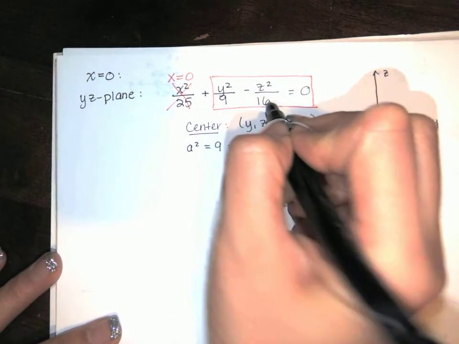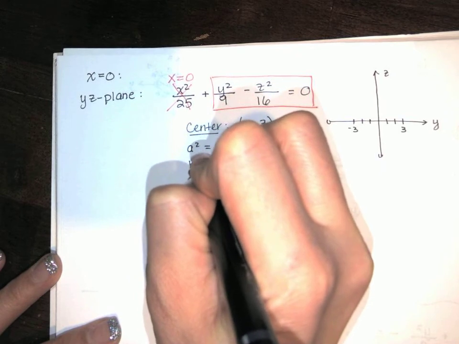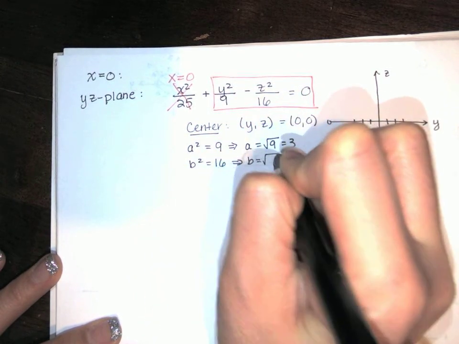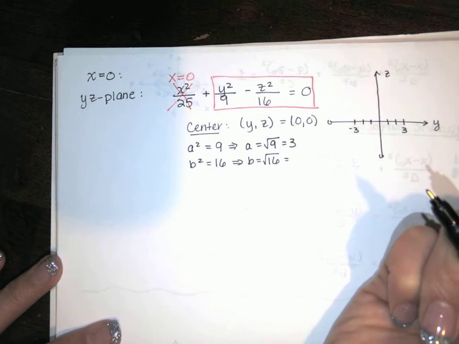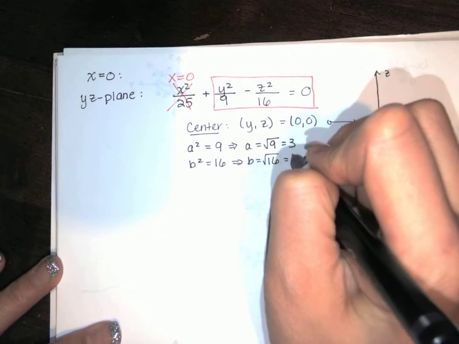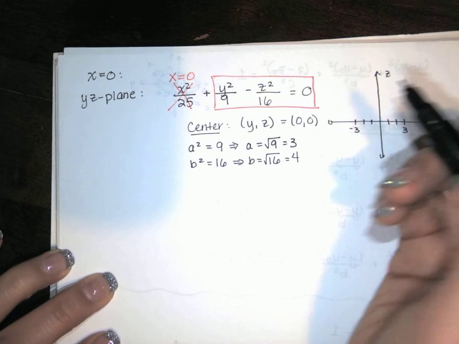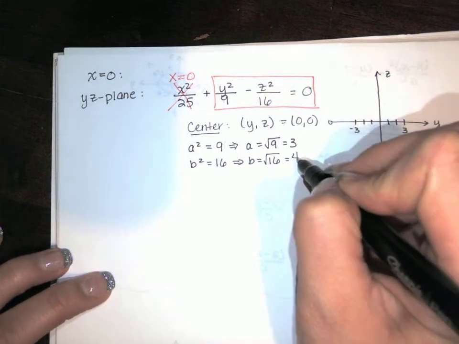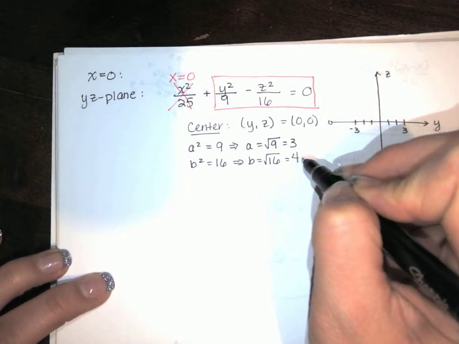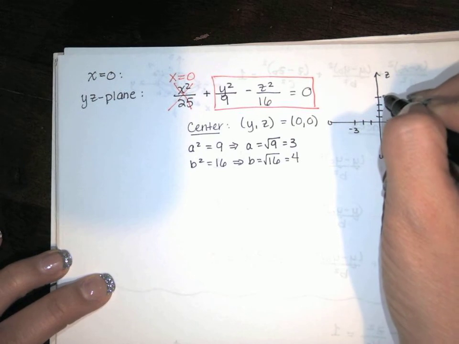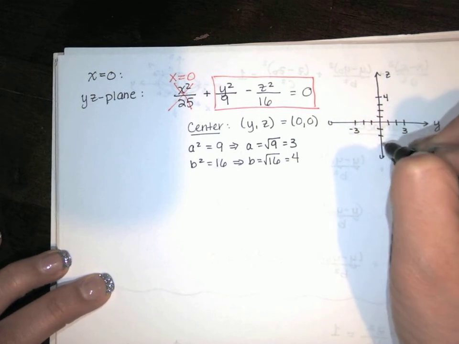Now we've got the 16 under the z. We're going to call that b squared. b squared equals 16, so b equals the square root of 16. a and b are always positive. So we get b equals 4. Since it's under the z, we're going to go plus and minus 4 units from the center in the z direction. So go up 4 and down 4.